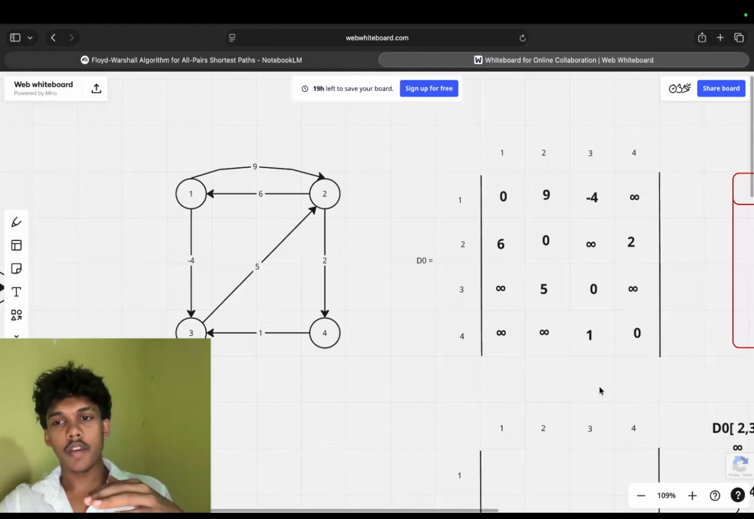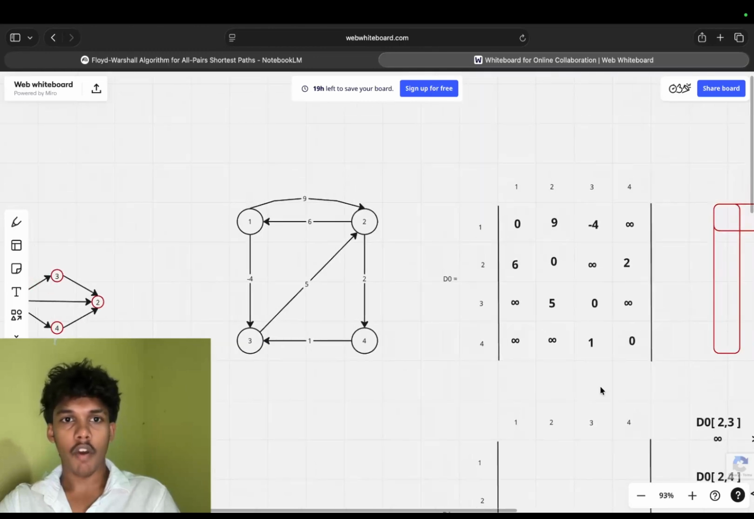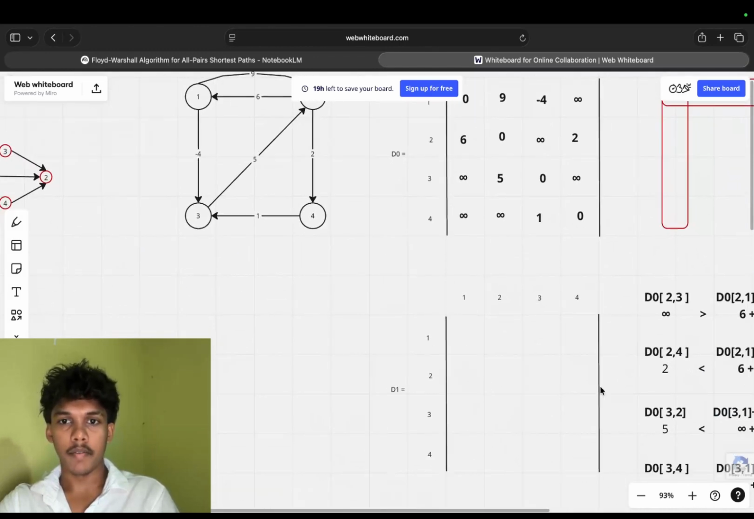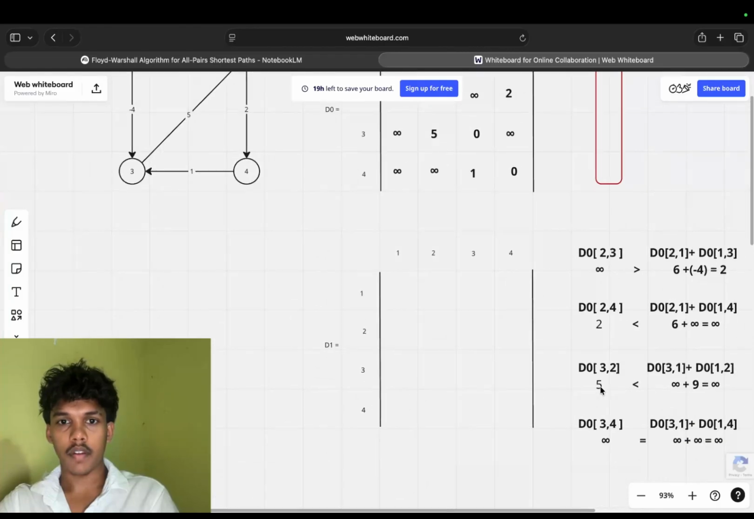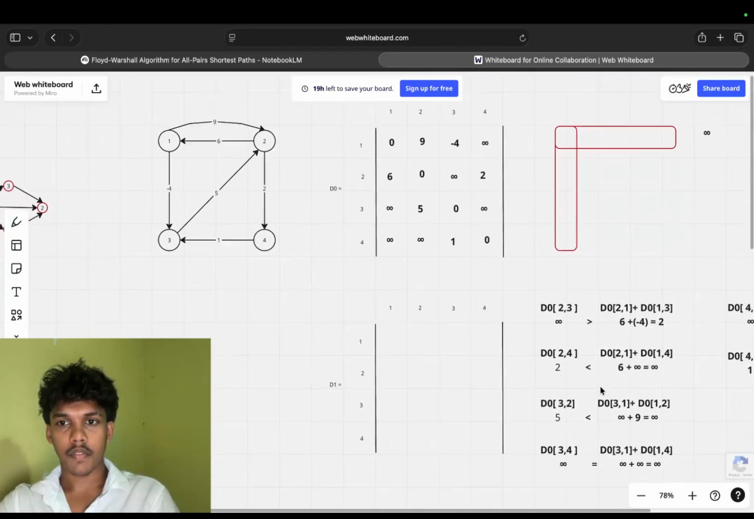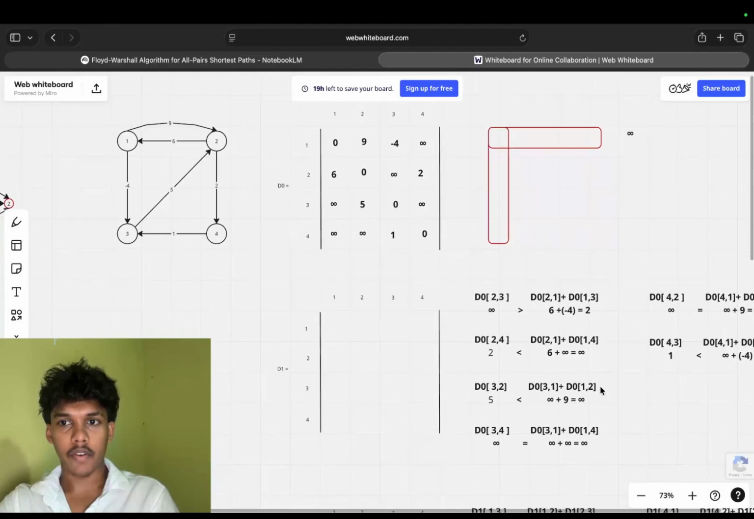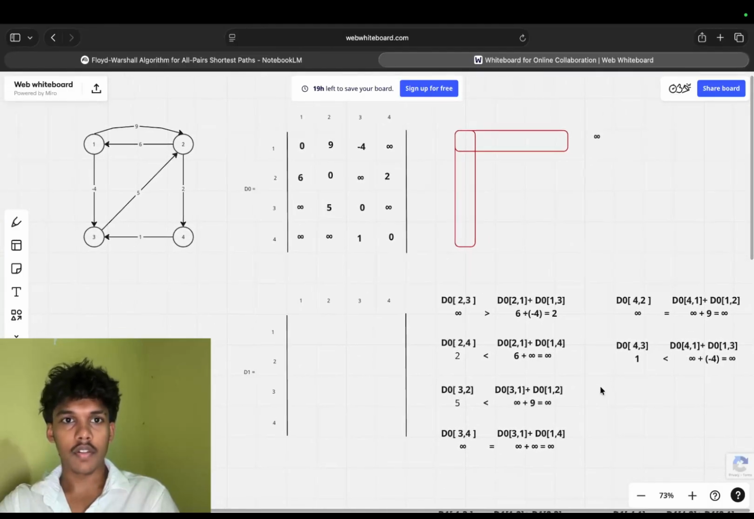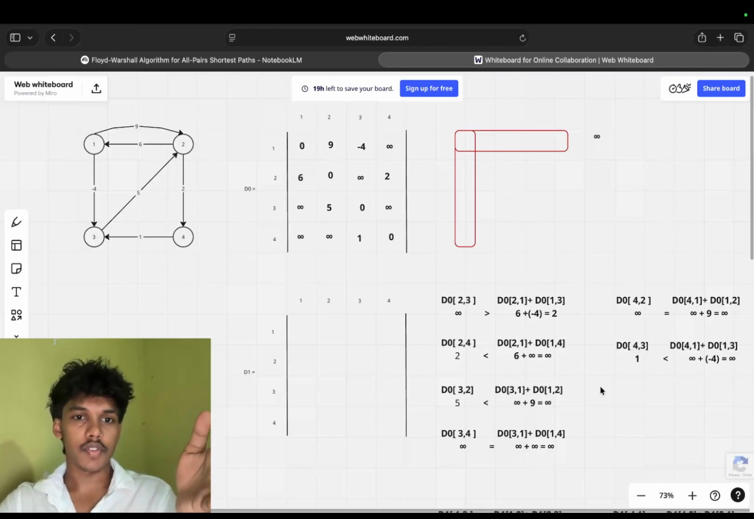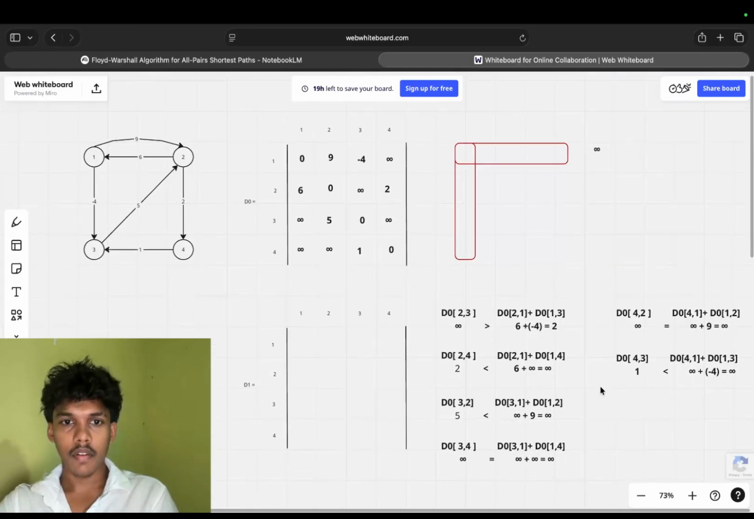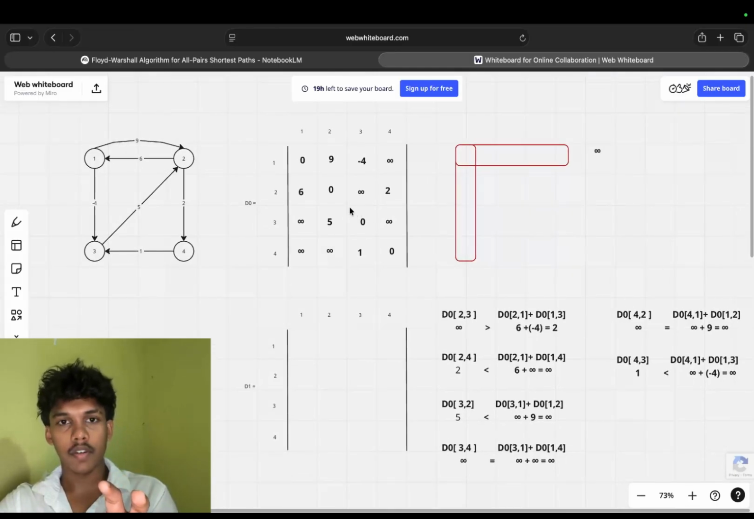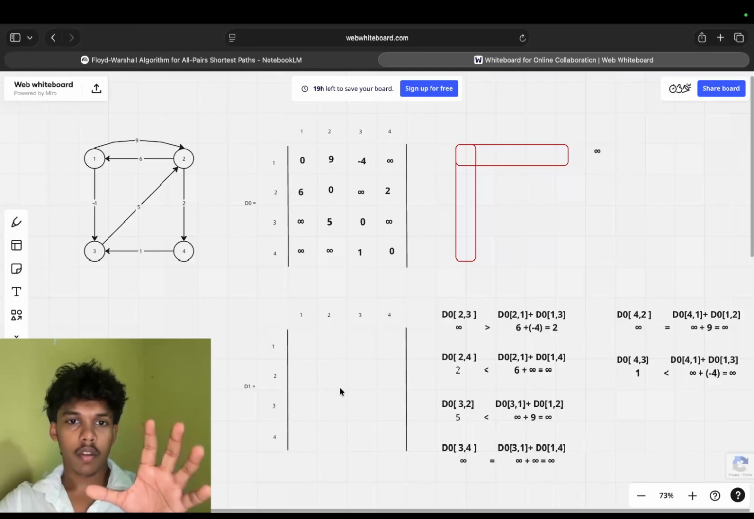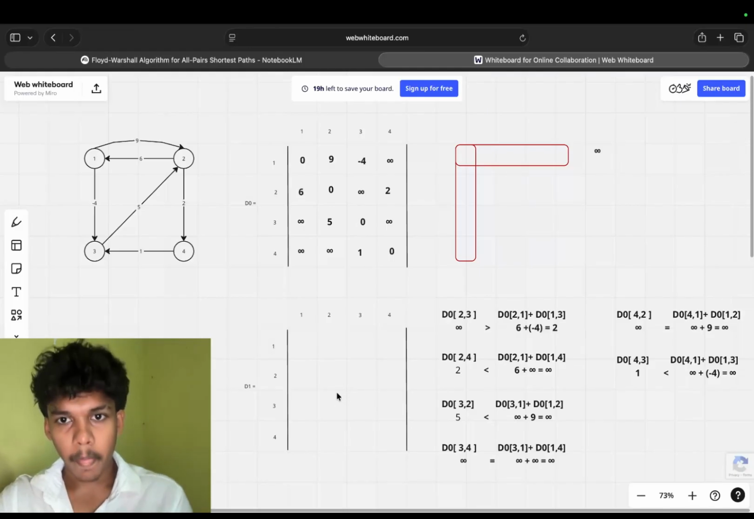Then we can move to the D1 matrix, which will assign 1 as the middle element, right? To create the D1 matrix, you have to refer to the D0 matrix. So by referring to the initial matrix, you will create the D1 matrix. This will be the base matrix which contributes in creating the D1 matrix.